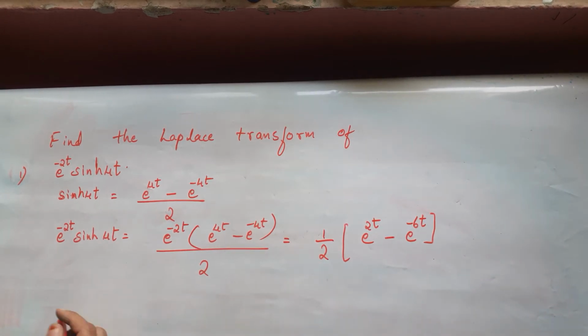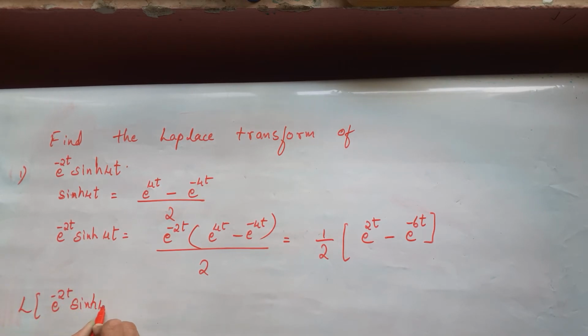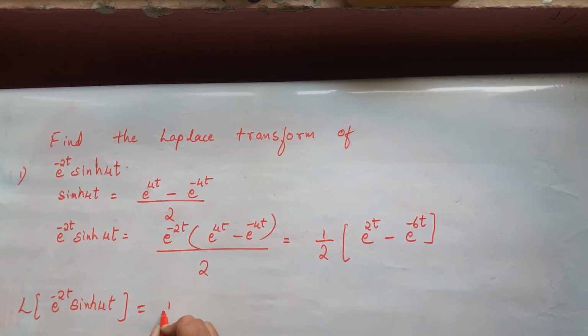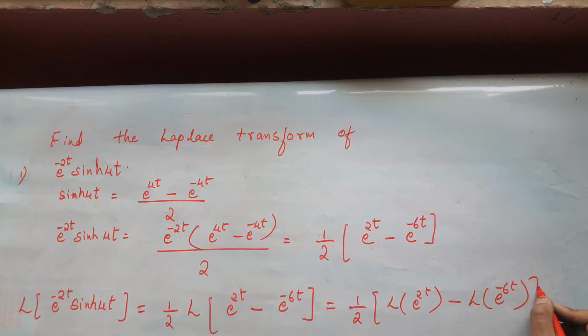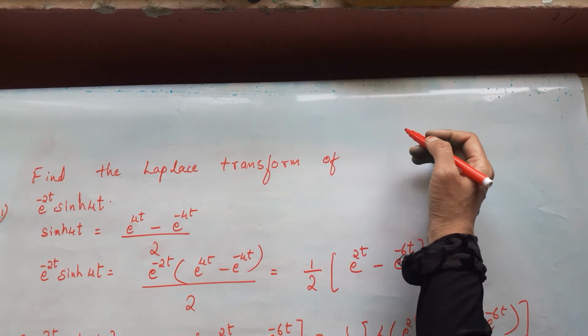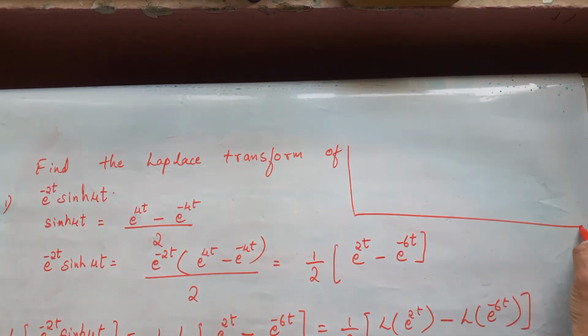Okay. Now we have to apply the Laplace transform. The Laplace transform of e to the power minus 2t into sine hyperbolic 4t becomes what? It is equal to half aside because it is constant, the Laplace transform of e to the power 2t minus e to the power minus 6t. Or this is equal to half, the Laplace transform of e to the power 2t minus the Laplace transform of e to the power minus 6t. Just take that L inside because L follows the property of Laplace transform. I'll just write it in the corner like this.